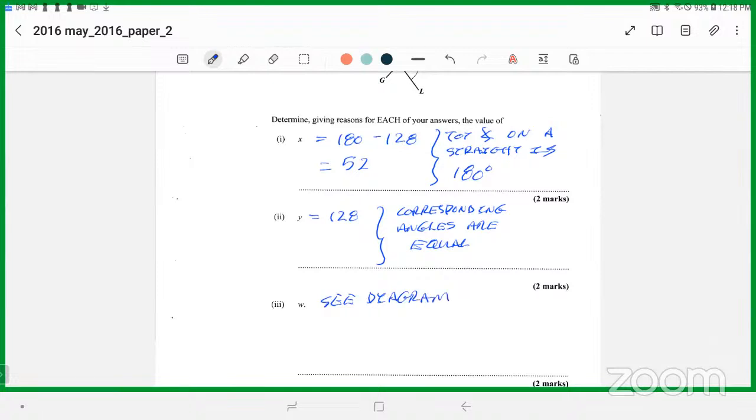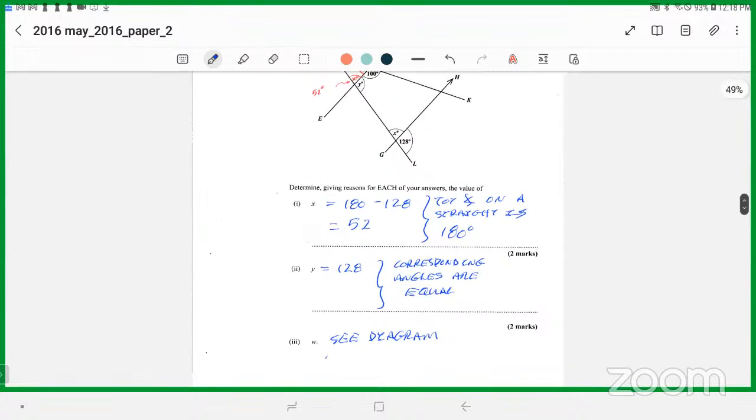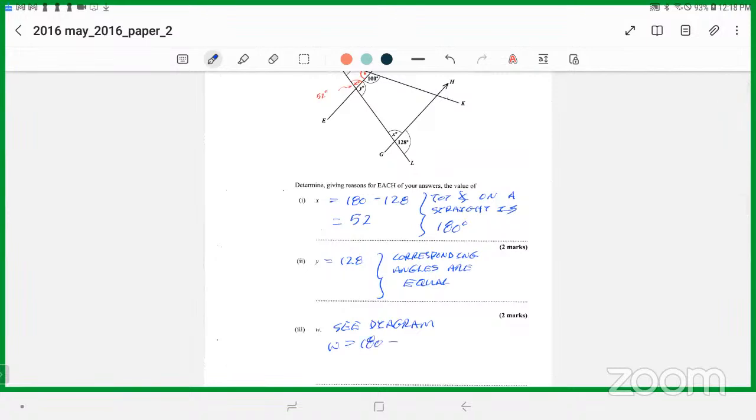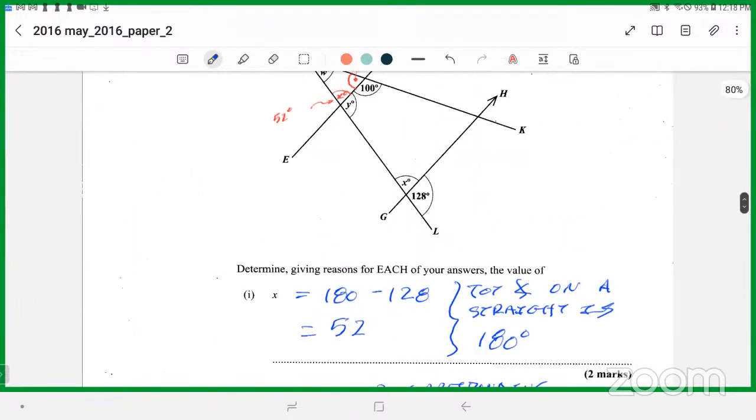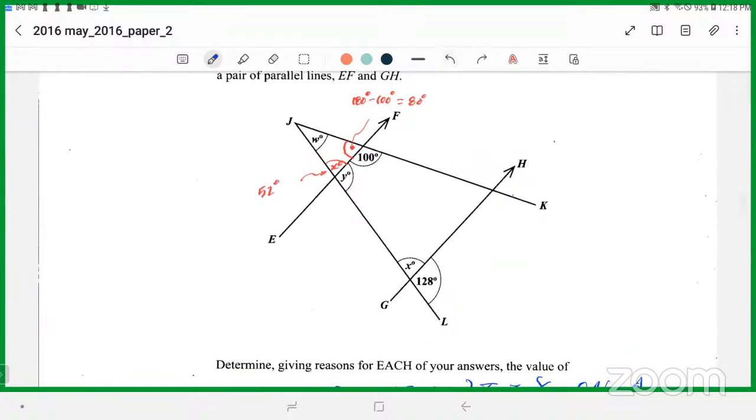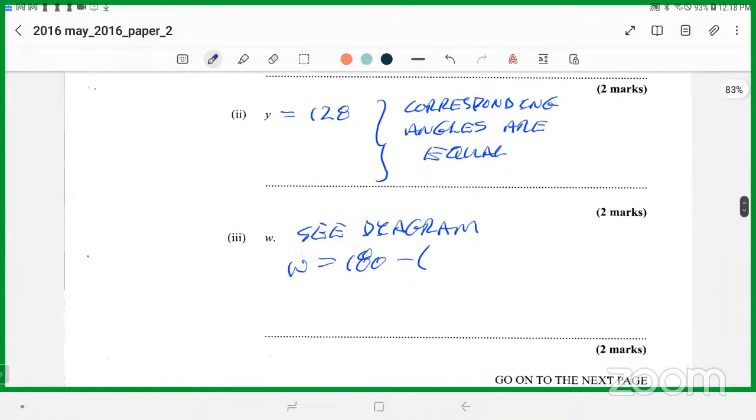Then I would say W becomes 180 minus the 52 and the 80, right? The 52 and the 80. So it's 180 minus the 52 and the 80, and that would give me my W. So it becomes 100 minus 52, which is 48. Is that correct? Well, 48. Don't put on the degree. 48.